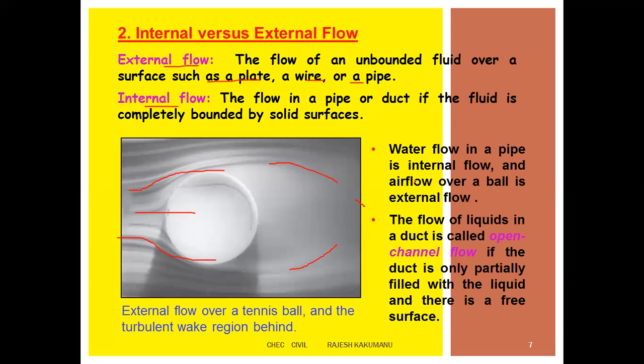So the water flow in this pipe is internal flow and the air flow over the ball is external flow. A general example is the pipe you have in your house or in any college or school: if you see water flowing in a pipe, it is nothing but internal flow, bounded by the solid surface. The pipe is covering the fluid, thereby the fluid is restricted and passes only in that particular channel.